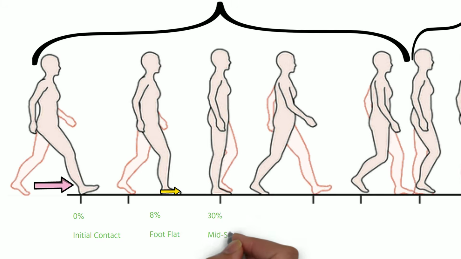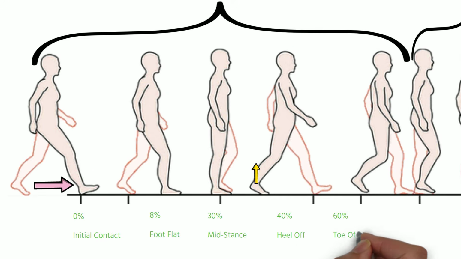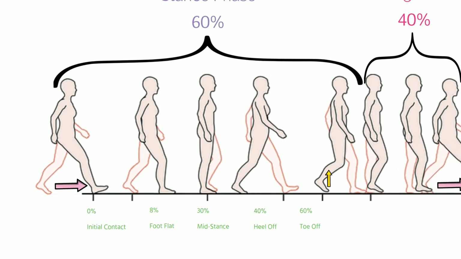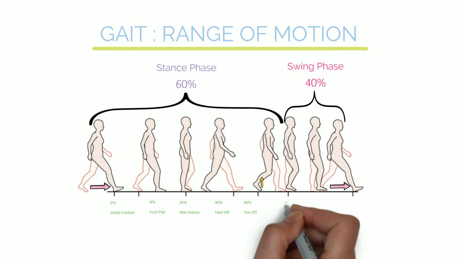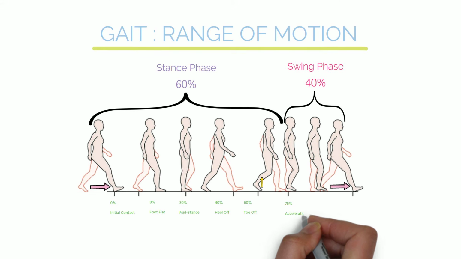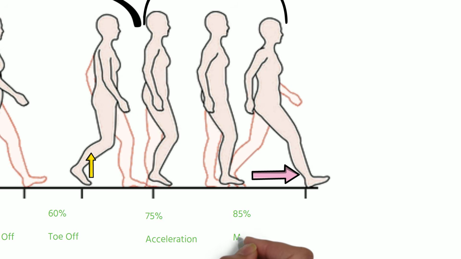Mid-stance at 30% is when the femur is directly over the standing foot. Heel off at 40% marks a period when the heel lifts off the ground. And toe off at 60% is a period when the toe leaves the ground. Now, let's take a look at the swing phase events. We have three main events: acceleration at 75%, mid-swing at 85%, and deceleration at 100%, completing the gait cycle.